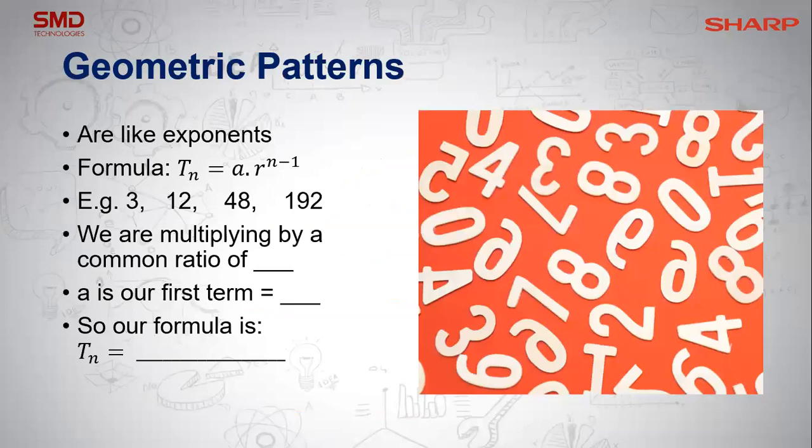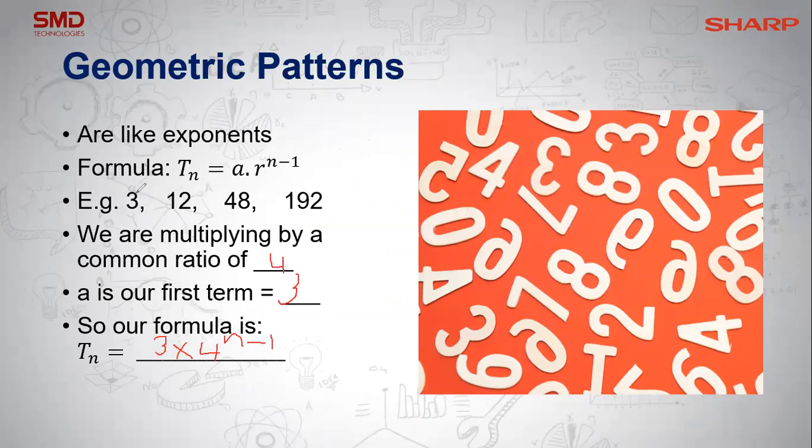Then, of course, you get the geometric patterns. Now, this is actually more of a metric way of writing this. But you can see that the common pattern is we are multiplying by 4 every time, right? And our first term is 3. So we start off with 3, and all we're going to do is say 3 times 4 to the power of n minus 1.